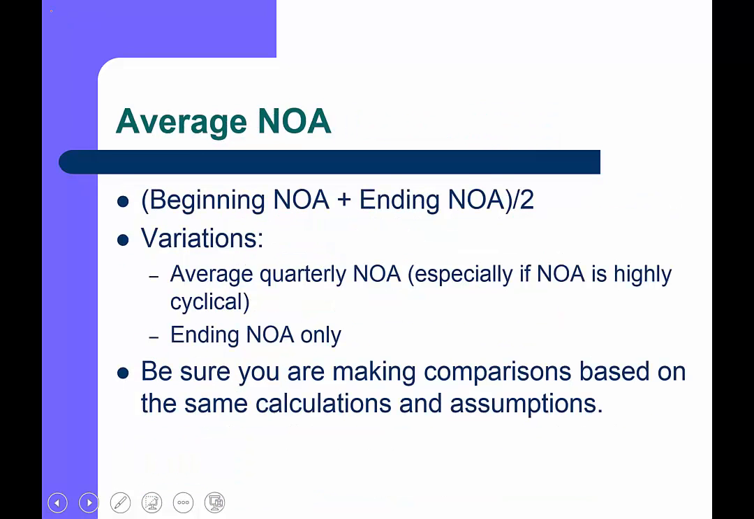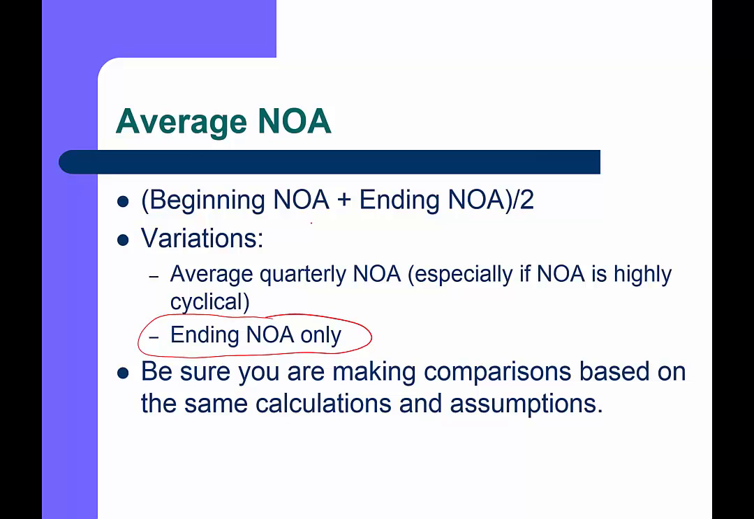Average NOA, take the beginning NOA, the ending NOA, divided by 2. So this year's plus last year's divided by 2, because last year's ending is this year's beginning. Now you'll see some variations. The most common variation you will see is using only the ending net operating assets. And that's often convenient because we don't have the prior one, or we want to have more years that we can calculate.